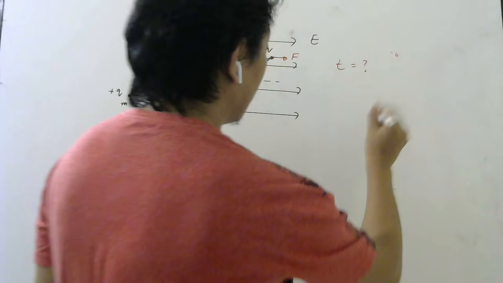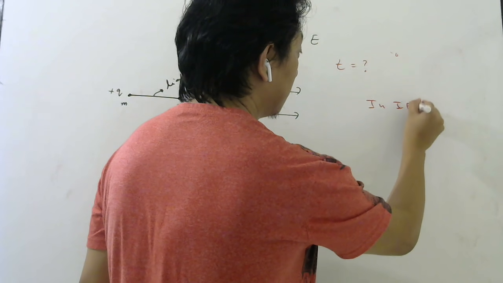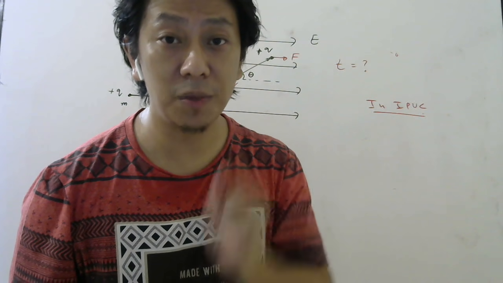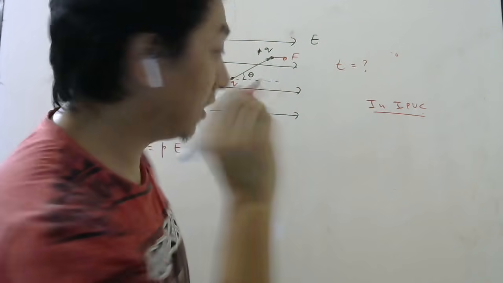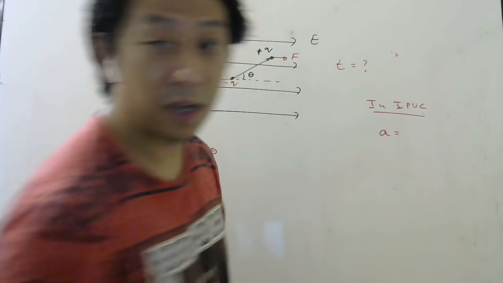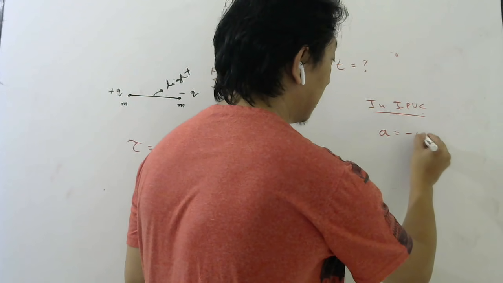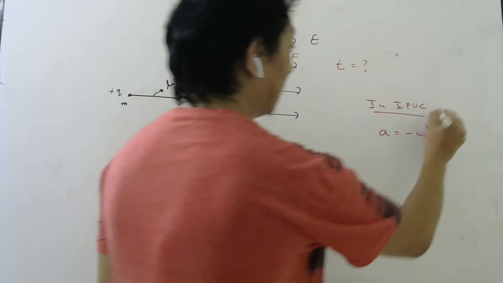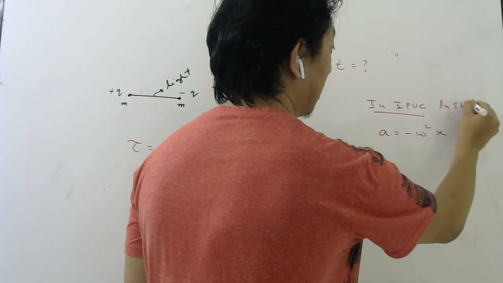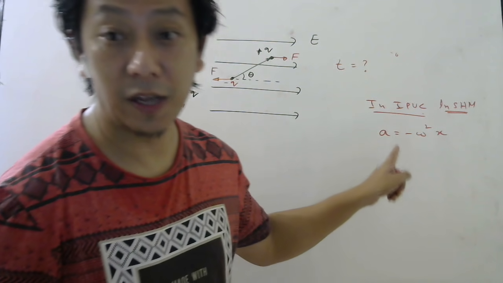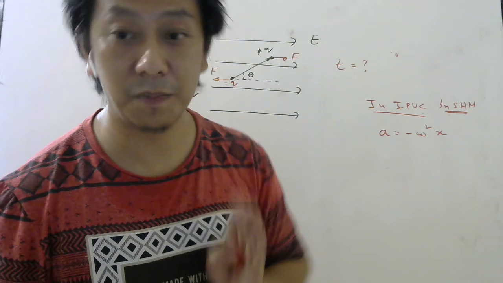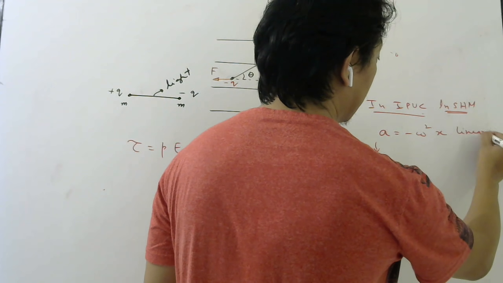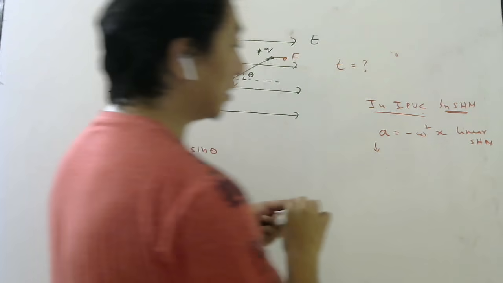Now, in first PU, to find the time period of a body performing simple harmonic motion, the technique is to find the acceleration and show that acceleration is equal to minus omega square x. This was the acceleration in SHM, simple harmonic motion, the formula for the acceleration of a particle performing SHM. Now this is in linear SHM, when it is moving this way.